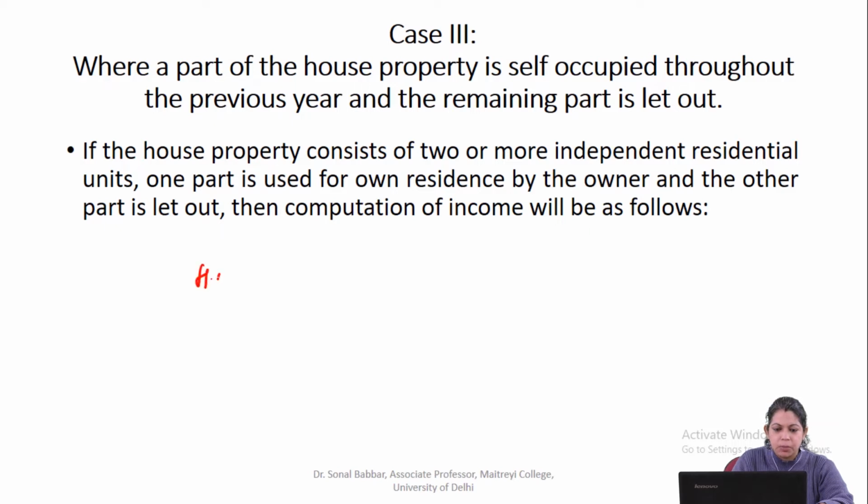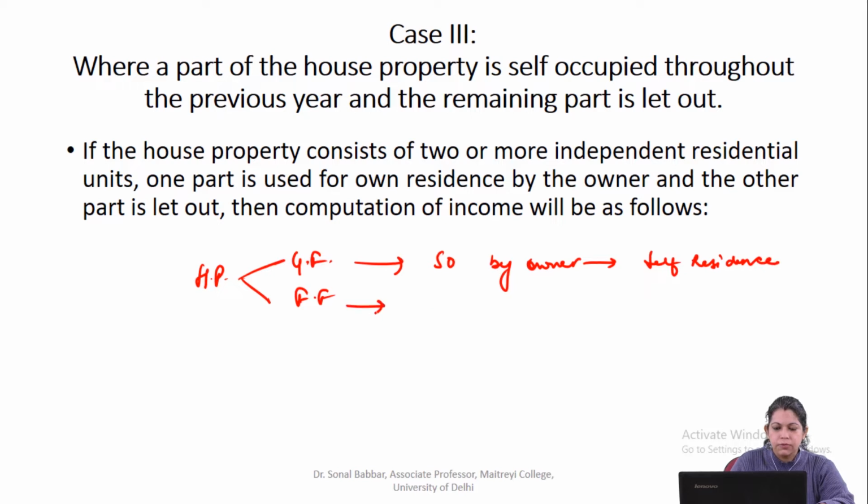Let us say there is a house property which has got a ground floor and a first floor. The ground floor is self-occupied by the owner for self-residence and the first floor is let out by the owner. So here the taxable provisions of a let out property will be applicable for the first floor, and for the ground floor the taxable provisions applicable for self-occupied property will be applied.